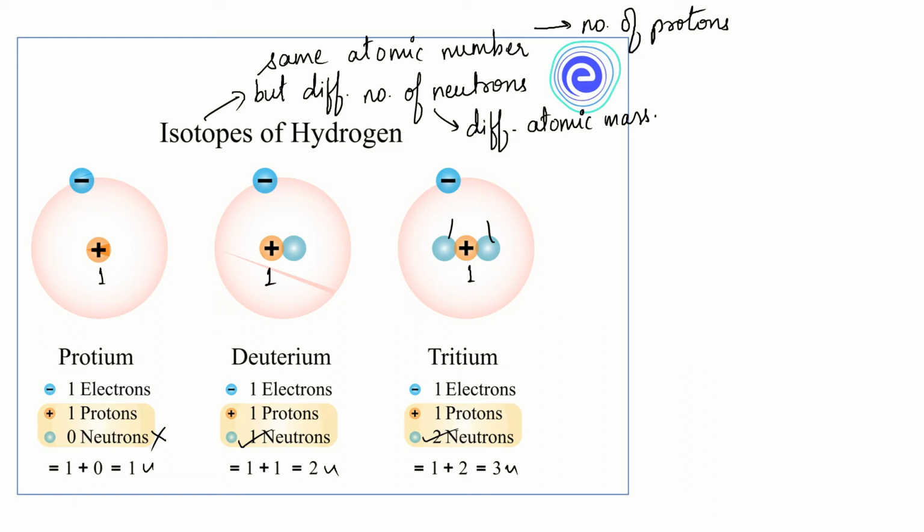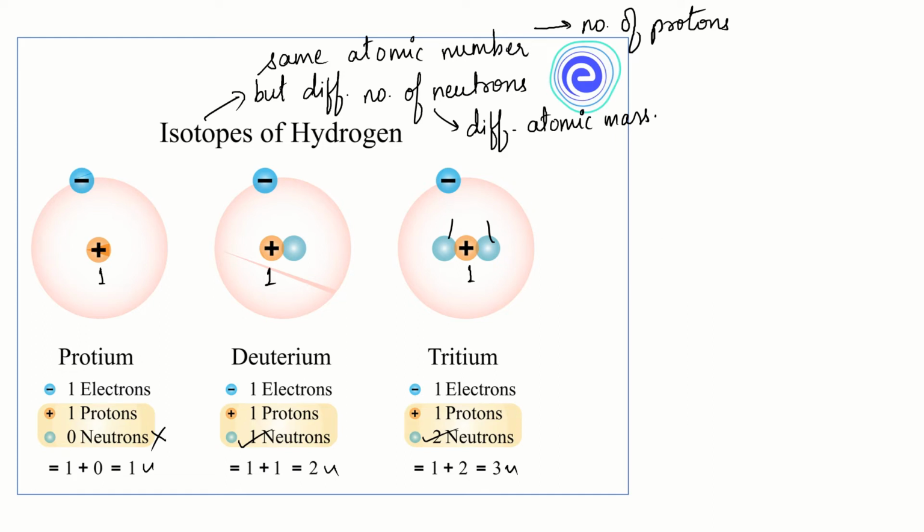Actually, isotopes are the same element, but they have the same atomic number and different atomic masses, which basically means a different number of neutrons. Now why is it required? I'll give you an example.